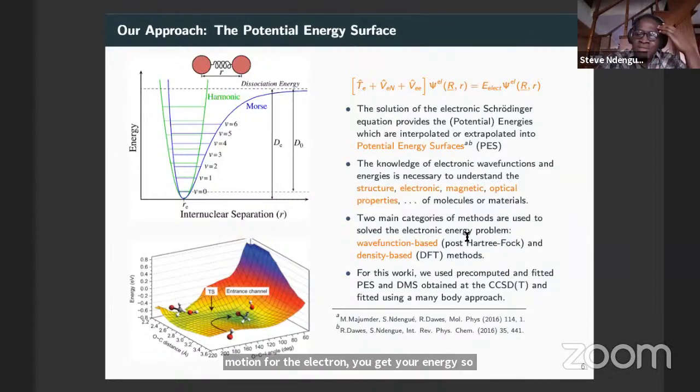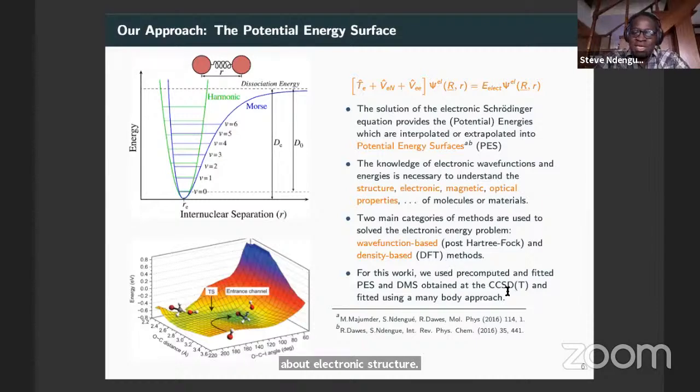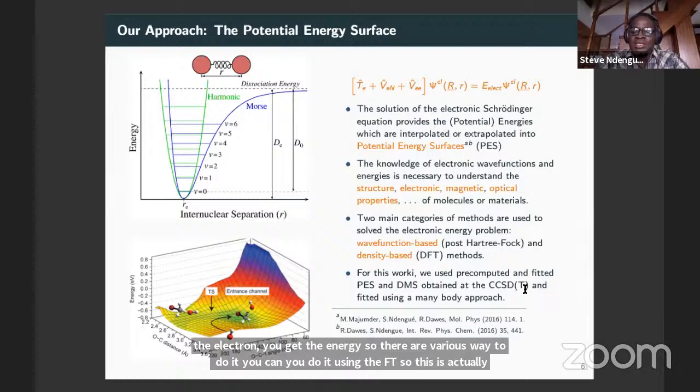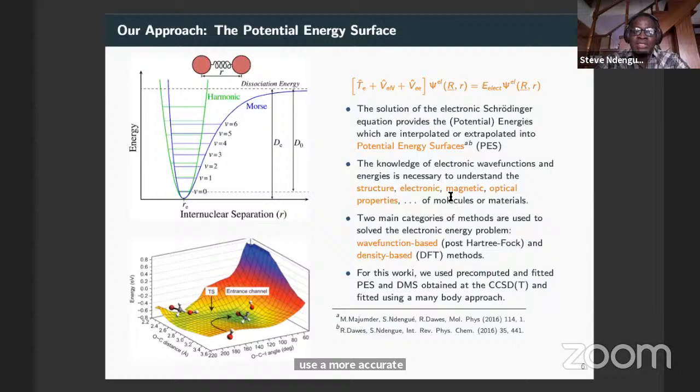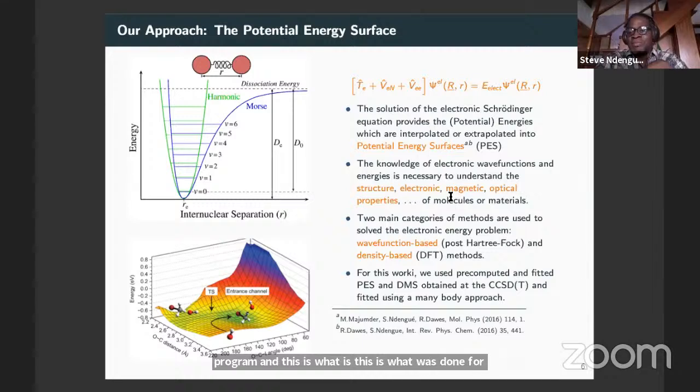There are various ways to do it. You can do it using DFT. This is actually more or less the only slide that talks about electronic structure. You can do it using DFT, but you can also use a more accurate method, such as coupled cluster singles and doubles, post-Hartree-Fock methods, to solve this type of problem. And this is what was done for the specific work and the specific result I will be presenting.